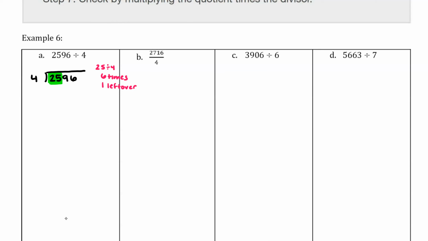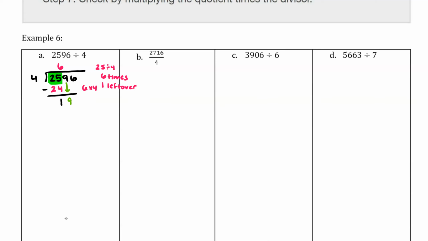So let's think. 6 times 4 is 24. So we're multiplying 6 times 4, and then we're subtracting. So 25 take away 24 is 1. So you see where that 6 comes in is going to go up top, and then the leftover is going to go in the subtraction. Now you have to know your multiplication tables for these little numbers. So let's bring down the 9. I'm going to bring this 9 down.